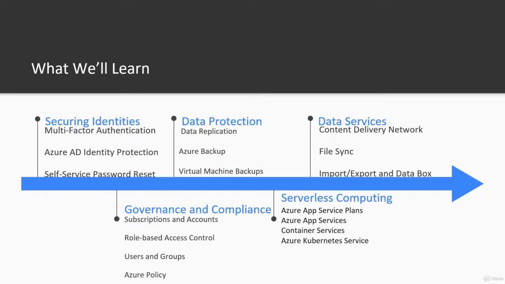Then we'll go to the governance and compliance side of things, where we'll discuss subscriptions and accounts, role-based access control, users and groups, and Azure Policy. Then about the data services: Content Delivery Network, File Sync, and the Import/Export service and the Data Box service. And in section 13, the last section of the course, we'll discuss serverless computing, what I was mentioning earlier, about Azure App Service Plans, Azure App Services, Container Services, and the Azure Kubernetes Service.